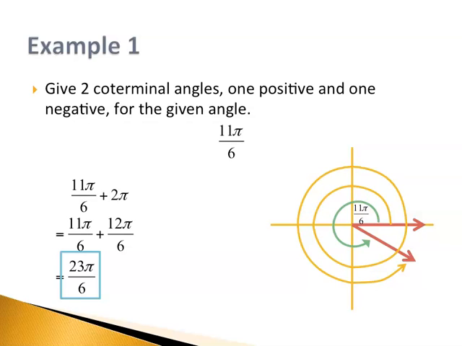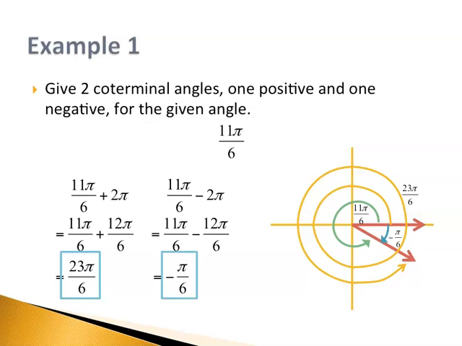Now for a negative one. To get a negative angle measure, we take the initial and terminal sides and we get there by rotating clockwise, like that. So in terms of what you're actually doing mathematically, you are just subtracting 2 pi from 11 pi over 6. So 11 pi over 6 minus 2 pi. So 11 pi over 6 minus 12 pi over 6, and that comes out to be negative pi over 6. So we have successfully found two coterminal angles, one that's positive and one that's negative.